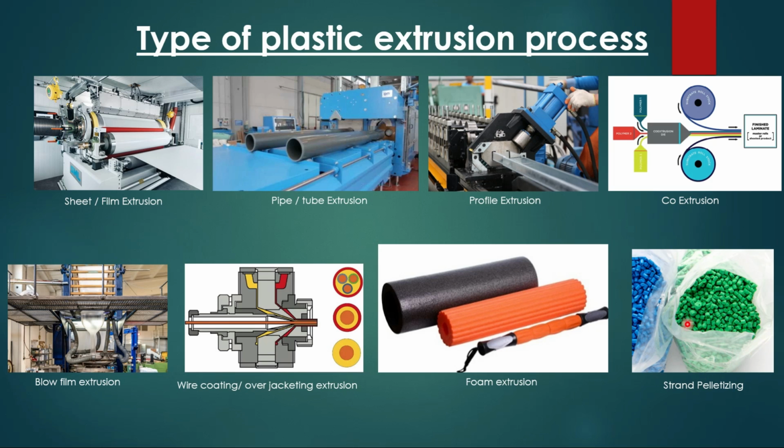And pelletizing is also there. Pellets are generally used for different manufacturing processes. These pellets are used for injection molding, blow molding, and rotational molding also. Pellets are just the solid section that comes out from the extruder, and we cut it into small pieces. Those pellets we use for different manufacturing processes.